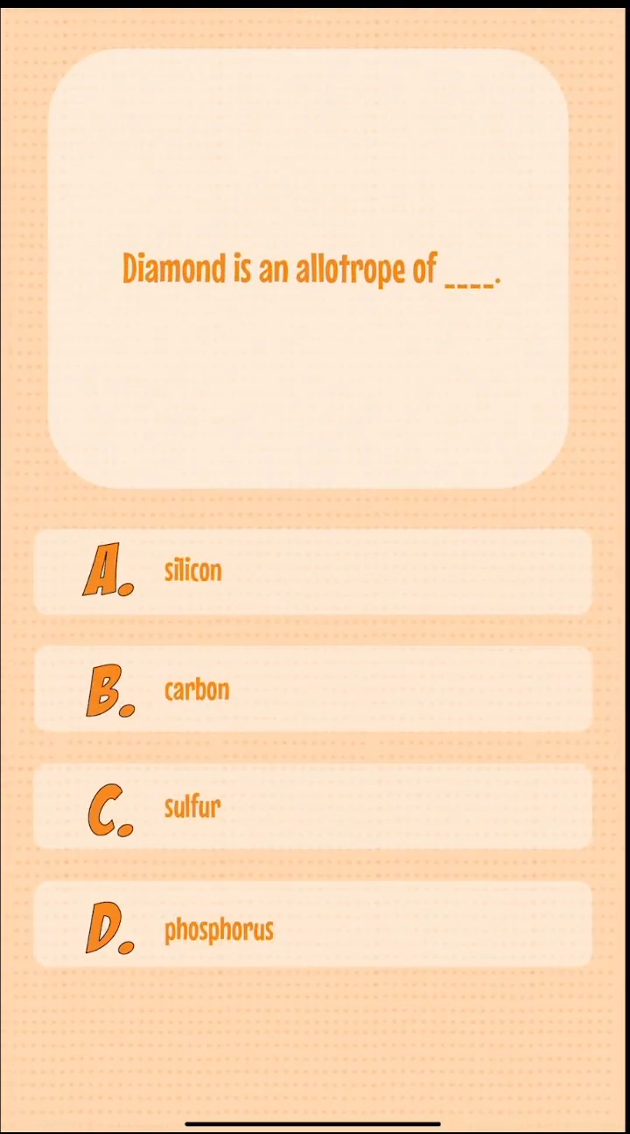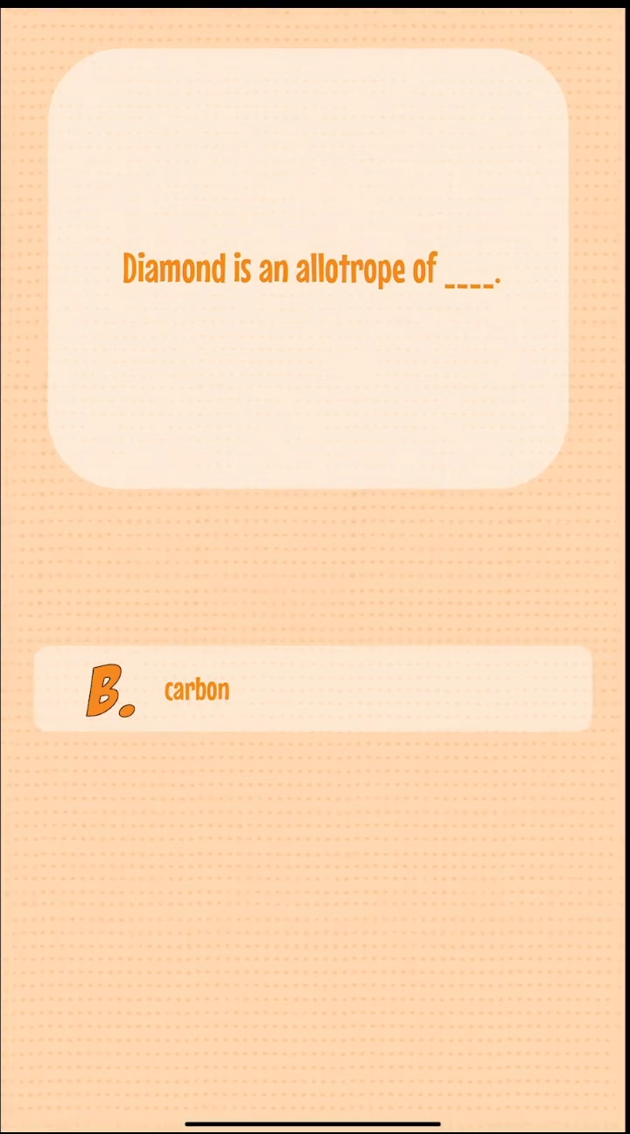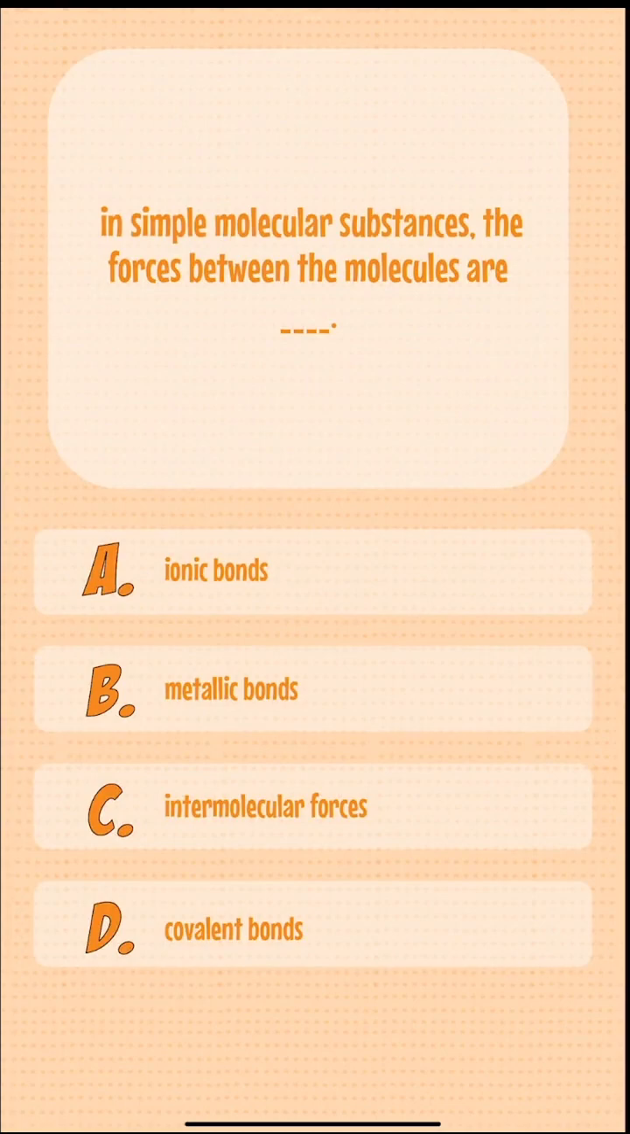Diamond is an allotrope of, we've had this question already, but for, I think it was a fullerene. So this should be a quick one. It is B, carbon. Well done, guys. Few more, nearly done. In simple molecular substances, the forces between the molecules are, okay, let's see if you guys understood what I said about simple molecular forces. So then remember, they're not electrostatic. They're different to electrostatic forces.